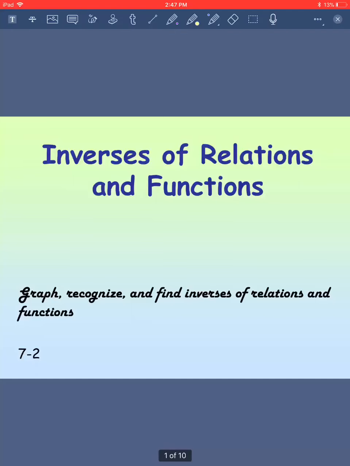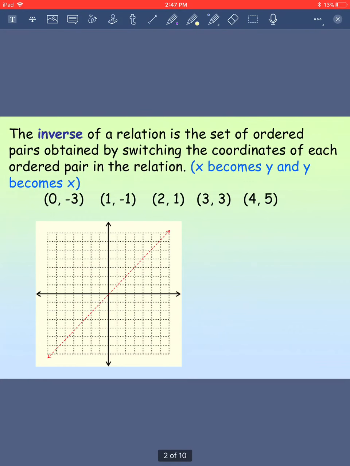Okay, so these notes are over inverses of relations and functions. An inverse of a relation is the set of ordered pairs obtained by switching the coordinates of each ordered pair in the relation. So basically, x becomes your y and y becomes your x.